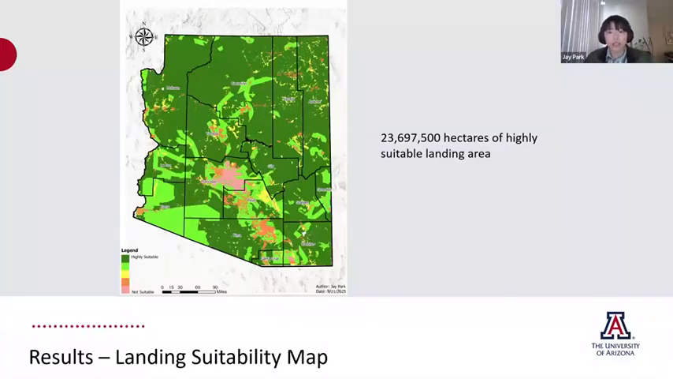And this is the landing suitability map generated from the suitability model. So with the given criteria and weights, the map displays the majority of Arizona as highly suitable landing areas. And I converted the number of cells to surface area and calculated 23,697,500 hectares of highly suitable landing areas within Arizona.